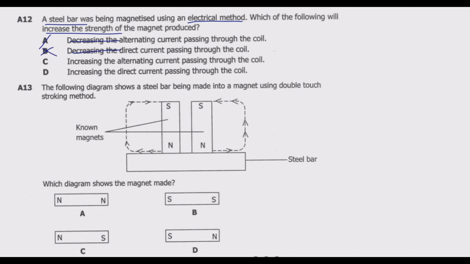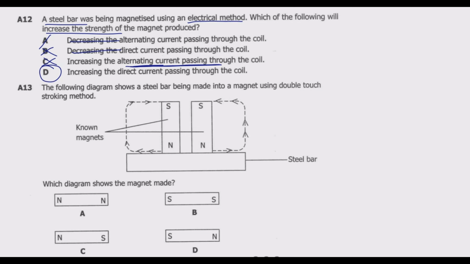Then we notice that we are increasing the alternating current in this case, because it's alternating, then this is incorrect. Then increasing the direct current passing through the coil. So D is the correct answer. So take note of the three key factors that I've given you.